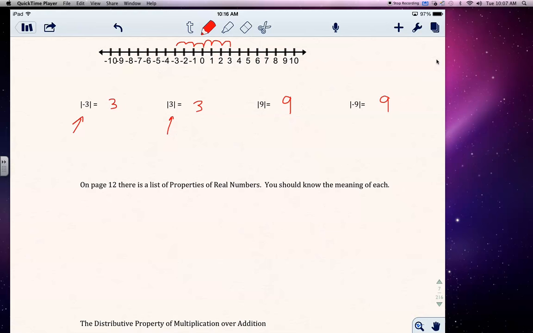A couple of them are the identity property of addition. If you add 0 to any number, you get your value back. That doesn't change anything, and so on. We have a couple that I want to go over. The commutative property of addition.